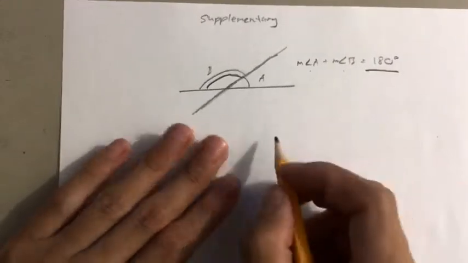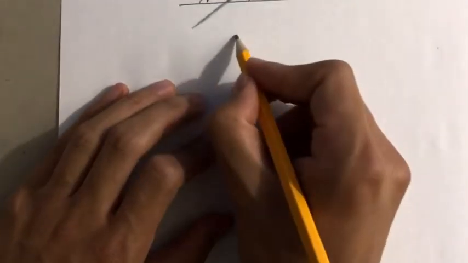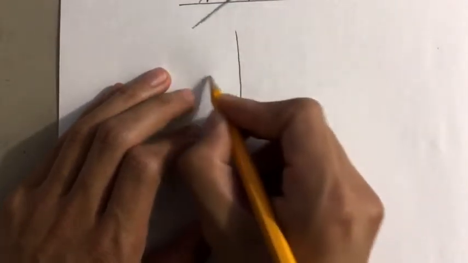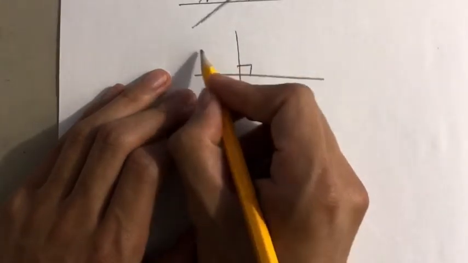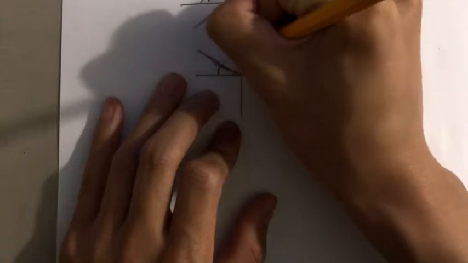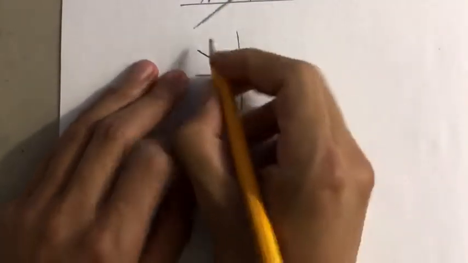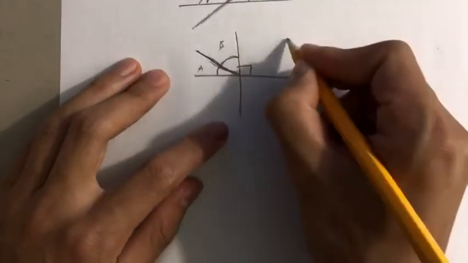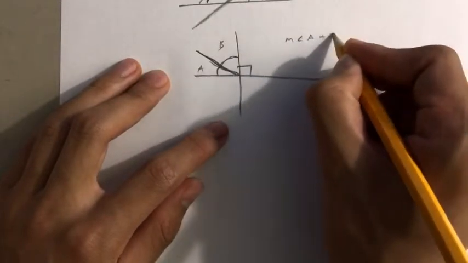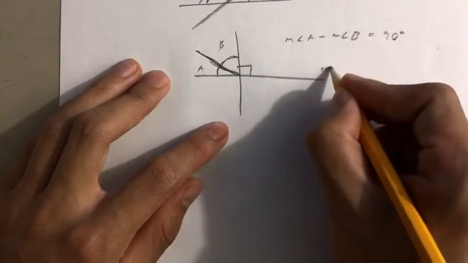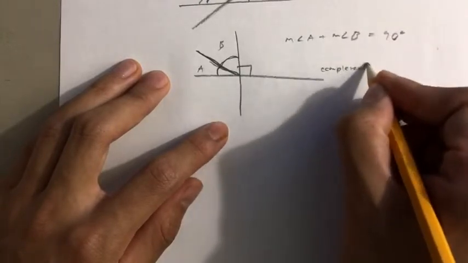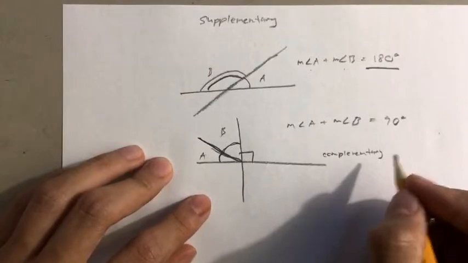Now, what is complementary? Complementary is a bit different, but the same kind of principle. That's 90 degrees. This other side will be 90 degrees in total. But this angle right here that I'm drawing, plus this angle, these are complementary because they sum to 90 degrees. So the measure of angle A plus the measure of angle B equals 90 degrees. That's the difference between supplementary and complementary.